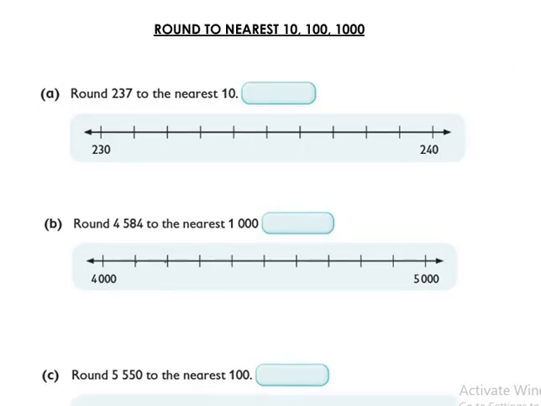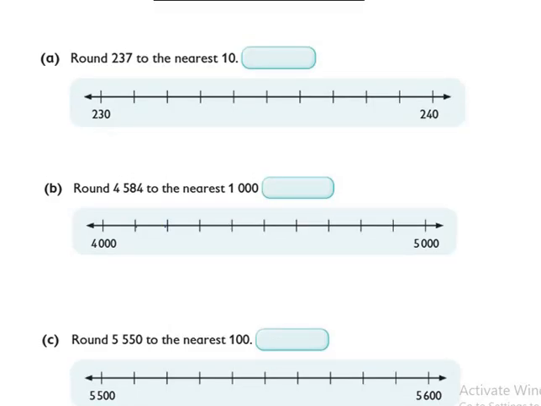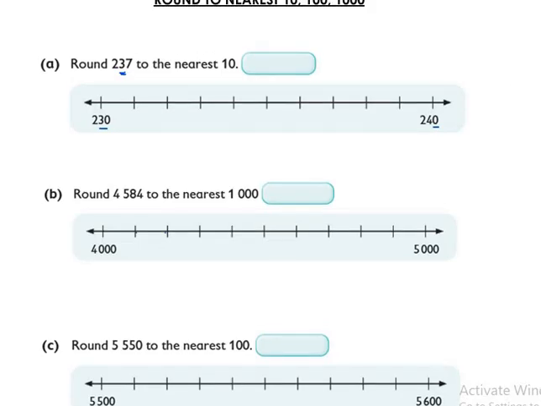First one, round 237 to the nearest 10. So we look at the number in the tens place, that is 30. We have to check whether this number is in between 30 or 40. When we take the number, it is 237. So we check whether it is near to 230 or 240.